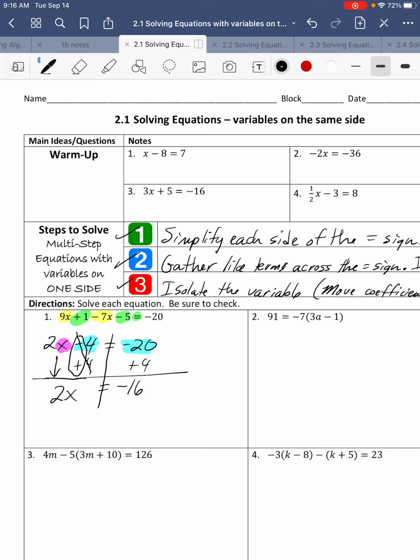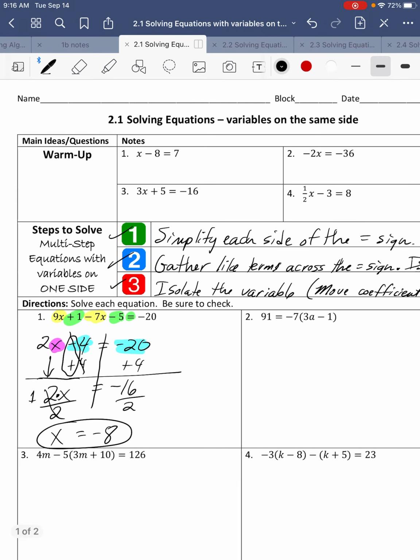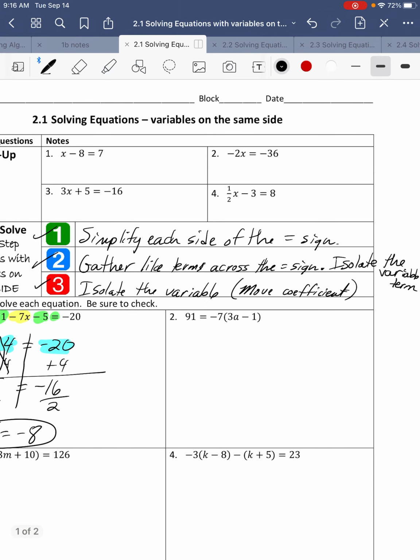And now the last thing is isolating the variable. That means you have to get the variable by itself. So it's 2 times x, so we divide by 2, divide by 2. You get x to equal, so 2 divided by 2 is actually 1, and 1 times x is x, so we just write x. Negative 16 divided by 2 is negative 8. There's your final answer.